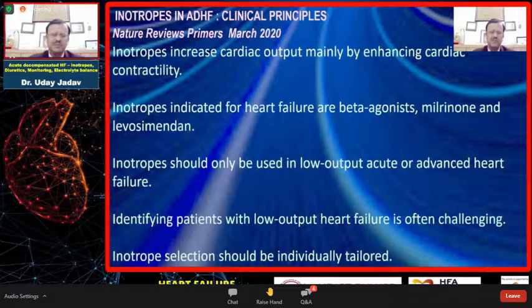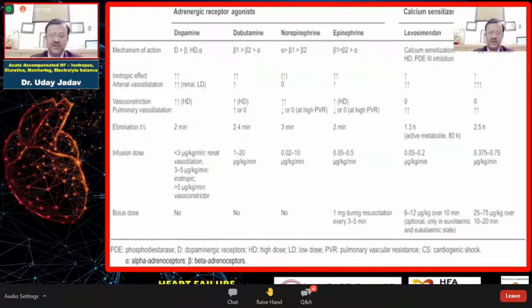Identifying these patients is often challenging, and therefore we need to look at what they do. Here is a great comparative chart of the three classes of drugs: the adrenergic receptor agonist, the calcium sensitizer, and the phosphodiesterase inhibitor. If you look at them in a careful way, they have different effects on the alpha and the beta 1 receptors. But what is important to remember is they all have an inotropic effect.